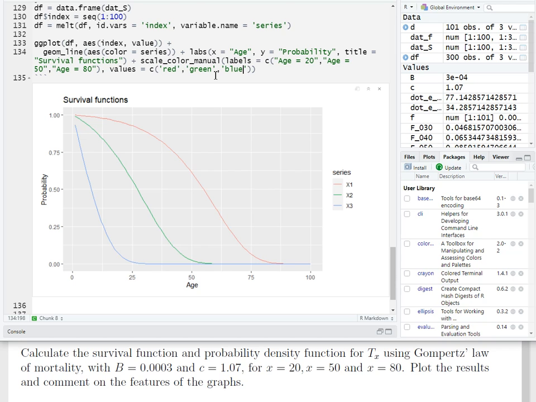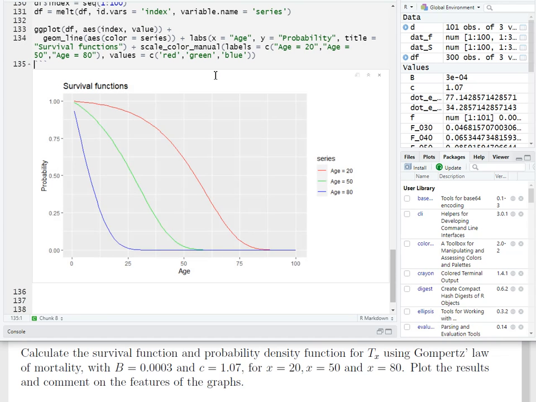And I think that's it for our graph. So this is it. We have got 3 survival functions built on this plot.